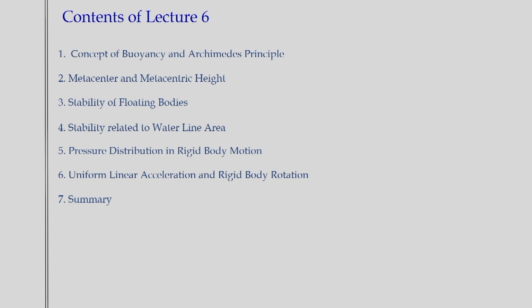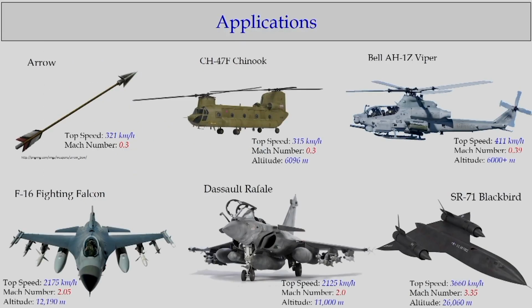Now let us go to the next level. We will discuss today the concept of buoyancy, the very well known Archimedes principle. In that we will also discuss the metacenter or metacentric height, how to determine the metacentric height of a floating object, and we will also talk about the stability of the floating object. Then we will talk about liquids in rigid body motion, what the pressure diagrams could be, and also rigid body motion with uniform angular rotation. With this, let me start the lecture today.